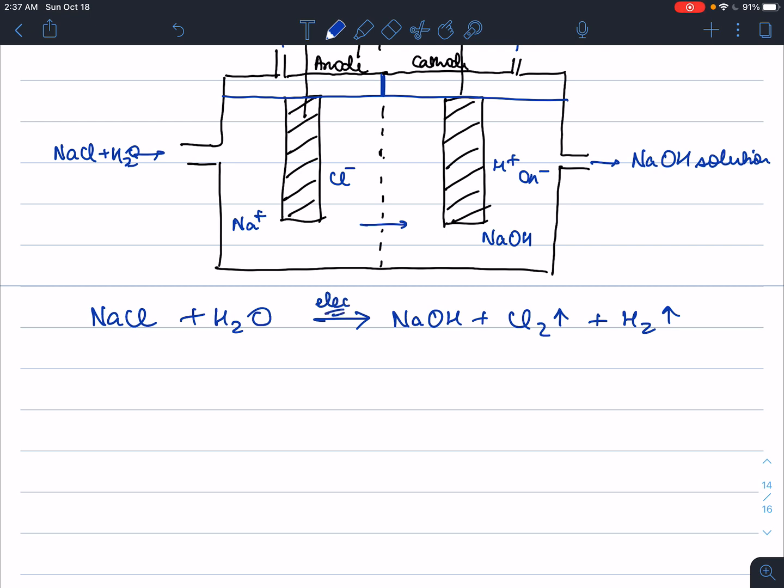This is an electrolysis reaction. So how do you balance this? You have half chlorine, half hydrogen. So that's how you can balance this.